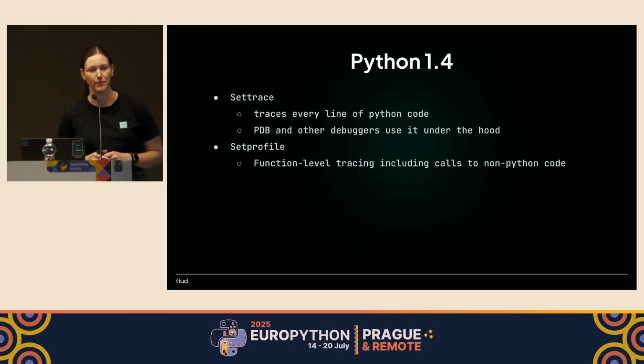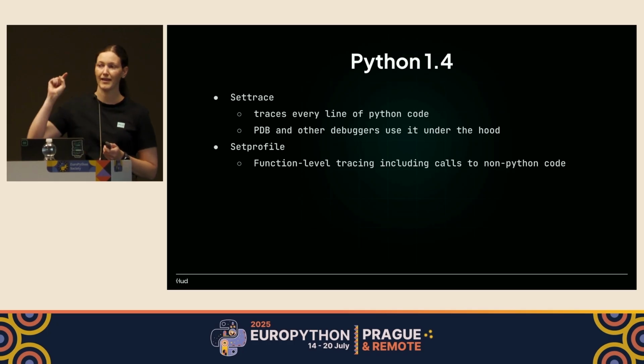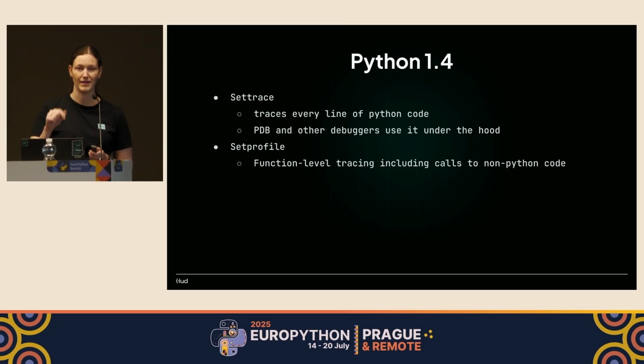And that's where we were introduced with set trace and set profile, which I don't know if you're all familiar with, but I'm sure you're all using in your day-to-day lives. This is basically an infrastructure that lets you trace every single line of your Python code. And when you're setting a debug trace on your PDB or on your PyCharm, that's what's actually happening behind the scenes. And we also have set profile.